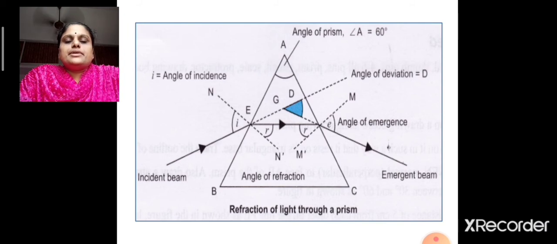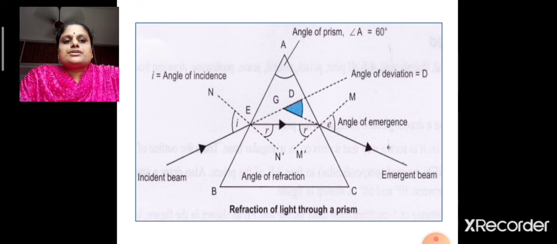Let the incident beam be incident at an angle of incidence i towards the face AB of the glass prism. Then we know it will undergo refraction. The ray inside the prism will again bend as it reaches the surface AC of the glass prism. Now you can see the emergent beam of light coming out of the prism. If you extend the incident ray forwards and the emergent ray backwards, you can see that there is a deviation in the path of the light ray.